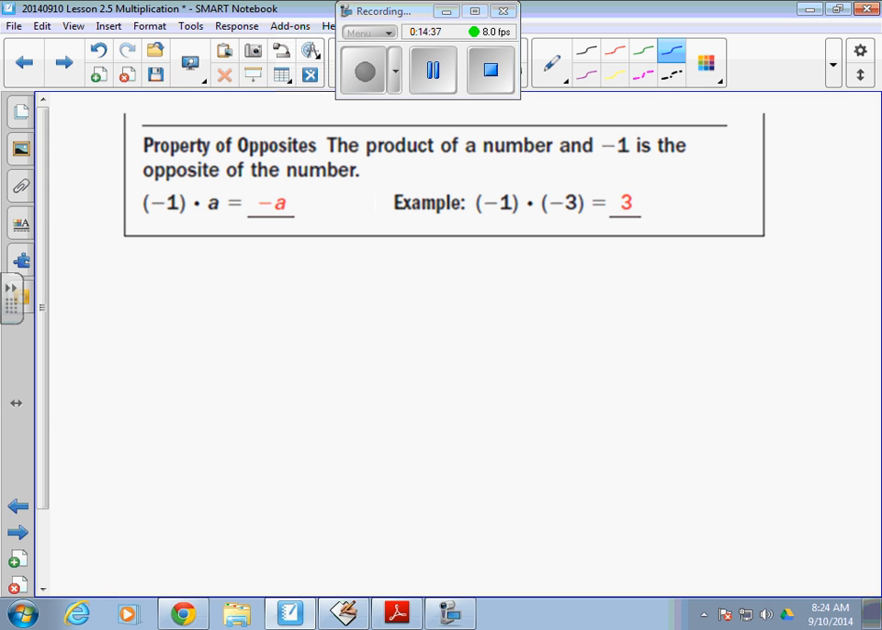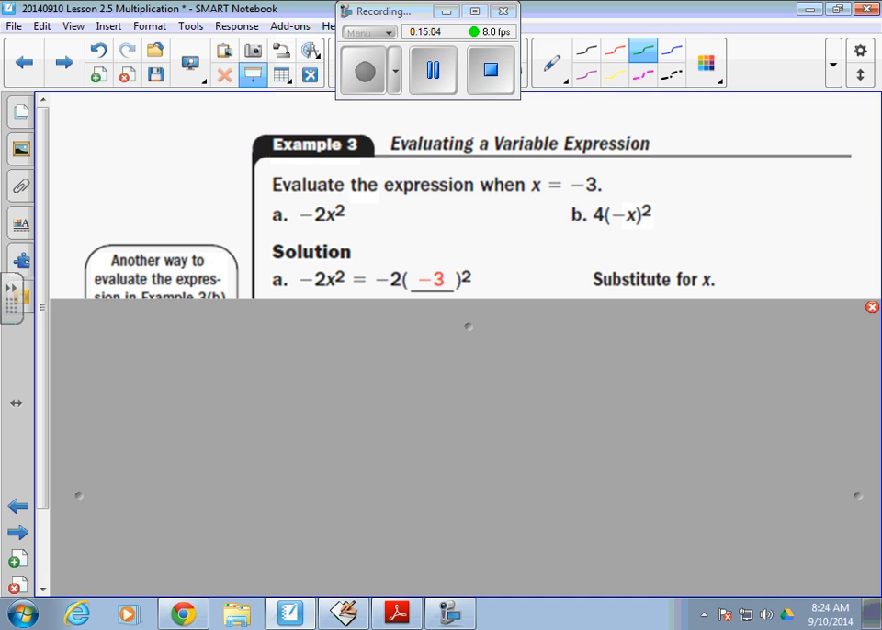The property of opposites is to turn it into the opposite of itself. So A, when you multiply it by a negative 1, it becomes negative A. That's what you're doing here. So if it was negative 3, if you want to make the opposite out of it, you have to multiply it by negative 1, and it becomes positive 3. So multiplying by negative value gives you a positive, or gives you the opposite.